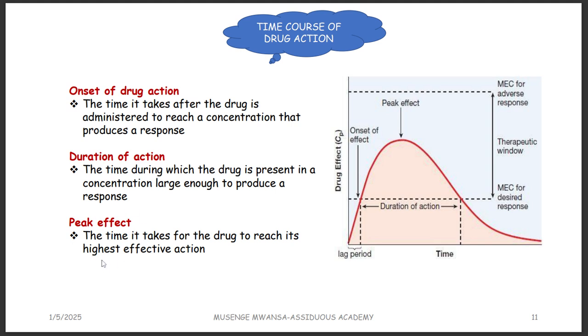And then you have got the peak effect. The peak effect is the time it takes for the drug to reach its highest effective action. So you can see when you give a drug, you can see the way the graph is going. So at this point, let's say maybe that's after 20 minutes, that's the onset of effect. From the onset of effect until the effect stops to be seen, that's the duration of action. When you produce the maximum effect, that's known as a peak effect. This is when you are feeling way better. If you're having a headache, you can now even go out to start even playing. That's a peak effect. Okay.